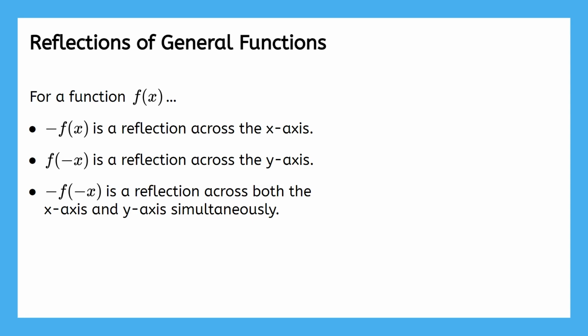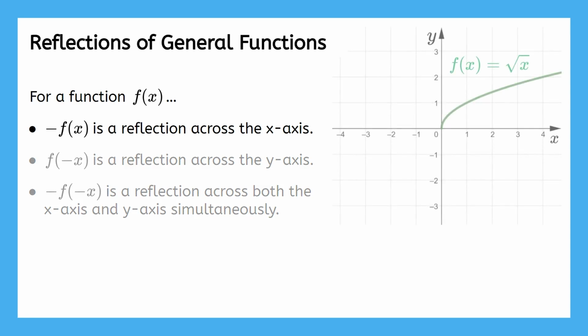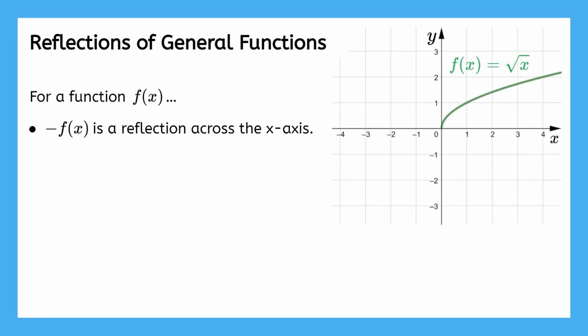Let's try reflecting the square root of x, a function we already know pretty well, to see why reflections on the graphs are related to negatives in the equation. According to this rule, to reflect a function across the x-axis, we have to make the entire function negative. In this case, that's the negative square root of x. The square root of 1 is 1, make that negative, and the output is negative 1. Square root of 4 is 2, make that negative, and the output is negative 2. So, changing the sign of the whole function will flip all these positive outputs to be negative. The result is this reflection across the x-axis.